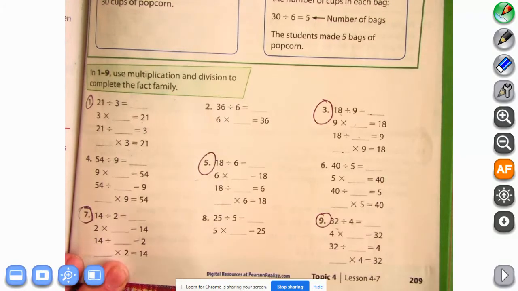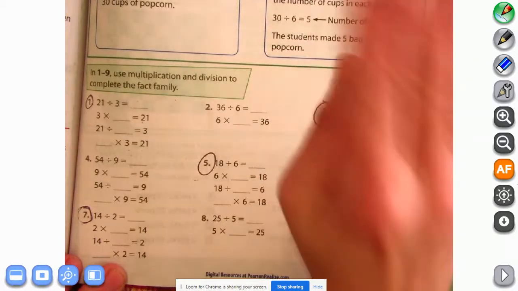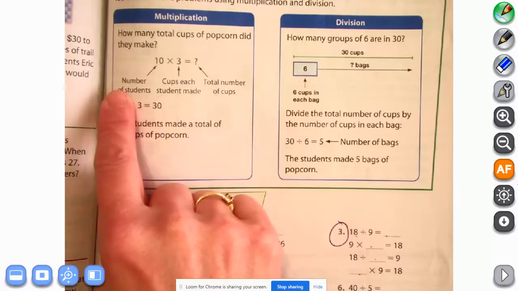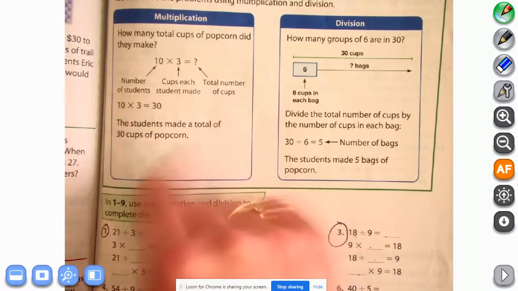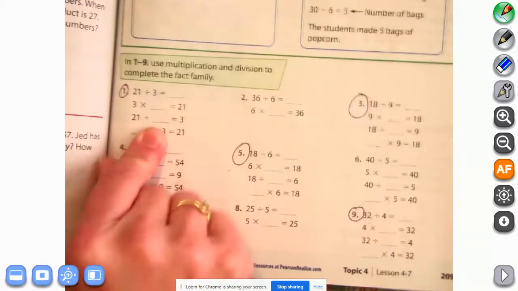But read the top here, go over that. It talks about multiplication and how it helps solve, and division and how it helps solve. We can draw a picture, we can make a bar diagram, skip counting, anything like that. So these are all fact families on the first part.